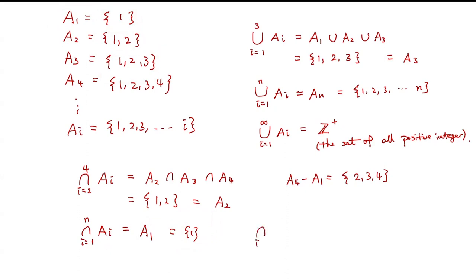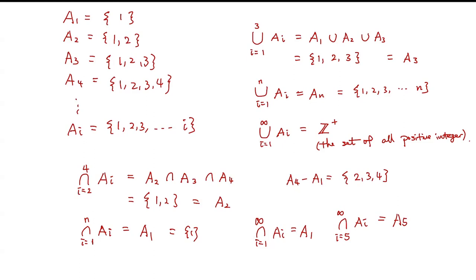Now, if you have the intersection from 1 to infinity, okay, so people say still A1. Now, if I change it a little bit, with i going from 5 to infinity, okay, so it will be A5. Any questions here?